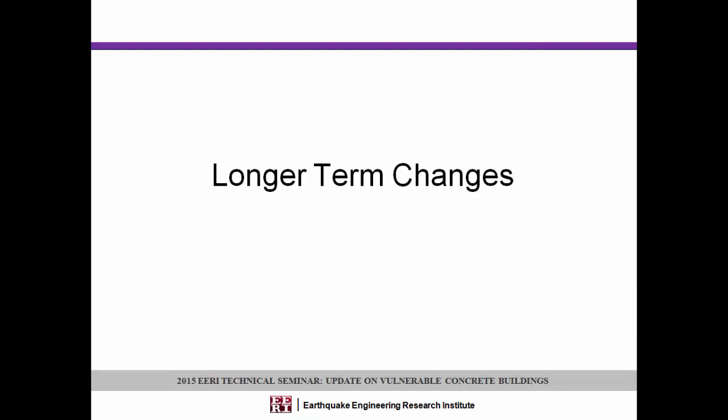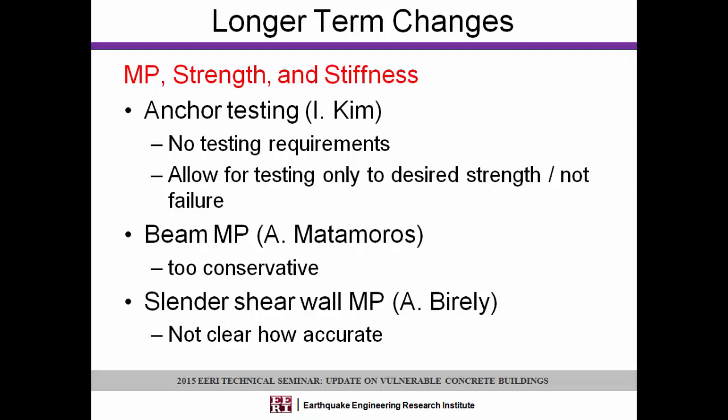Now the longer term changes, I have a couple more minutes. What are we looking at for the next cycle? Although I think the anchor testing will make it this cycle, I'm optimistic. Currently we don't have anything for post-installed anchor testing in ASCE 41. So we're introducing this. Also, a big change from other testing procedures is to allow testing to a desired level. So not to failure, but test to a certain strength level and stop there. Insan Kim at Degenkolb was leading this effort.